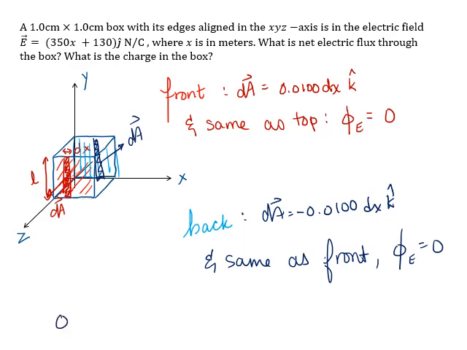When we add up all of our fluxes, the total electric flux is the sum of all 6. What we get is it's equal to 0. So our net electric flux through this box is equal to 0. That brings us to our final answer. What is the charge in the box? If we remember that net electric flux by Gauss's law is also given by the net charge enclosed divided by epsilon naught, if the flux is zero, the charge is also zero.